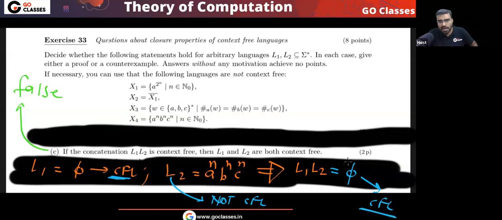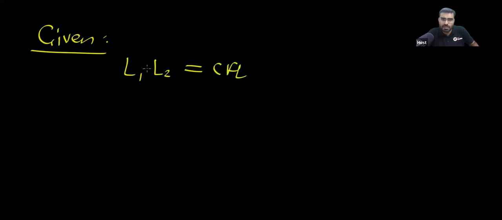Can you notice L1 dot L2 is CFL, but it does not mean that both will be CFL. So this statement is false. Please tell me, did you understand? This is the given information: L1 dot L2 is CFL. But this does not mean anything.